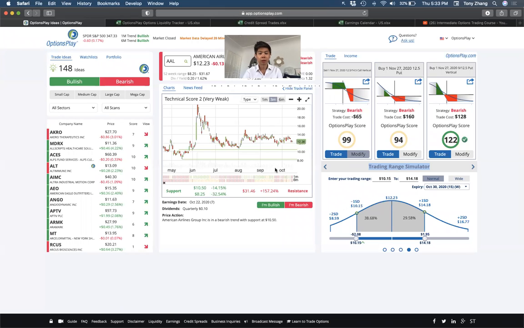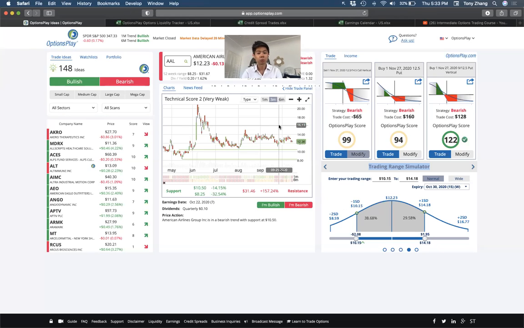Do you ever recommend condor or butterfly trades around earnings to benefit from the volatility crush? So Mark, you can use condors and butterflies, and many traders do. I prefer to be more on the directional side and use credit spreads, but there's nothing that stops you from using two credit spreads and turning that into either a condor or a butterfly. But at the core of it, you're still trading a credit spread.